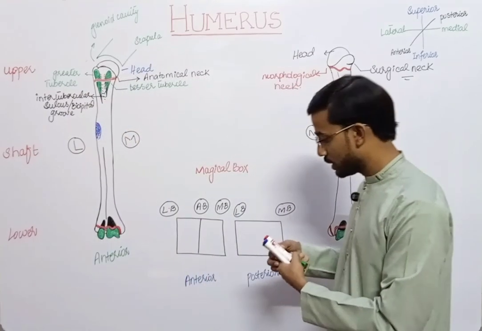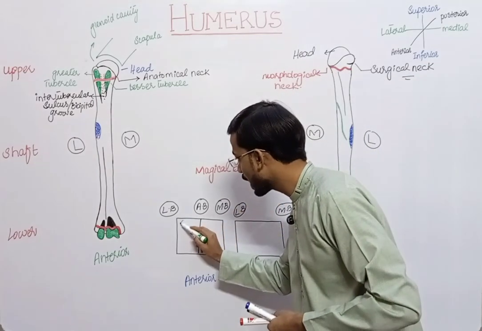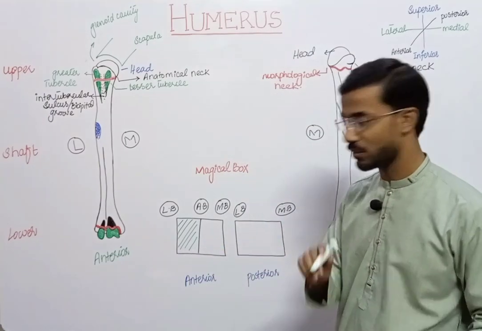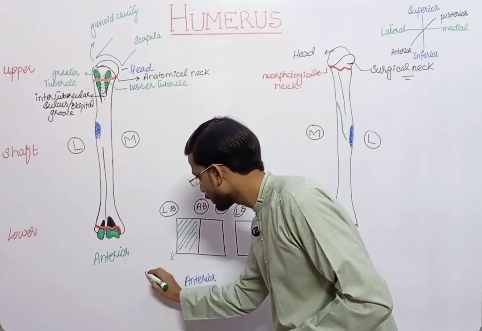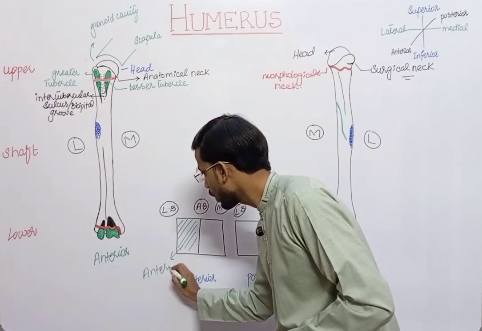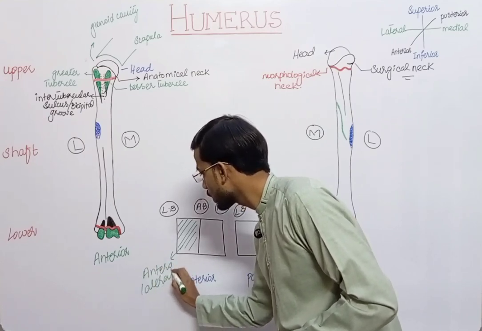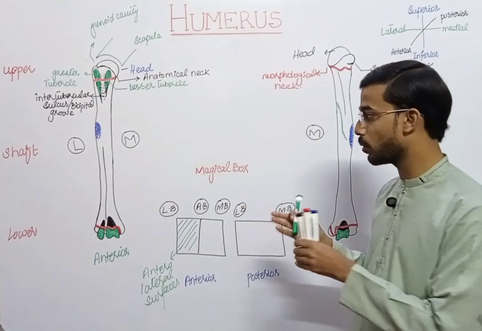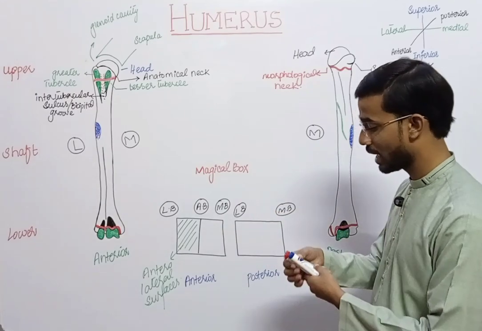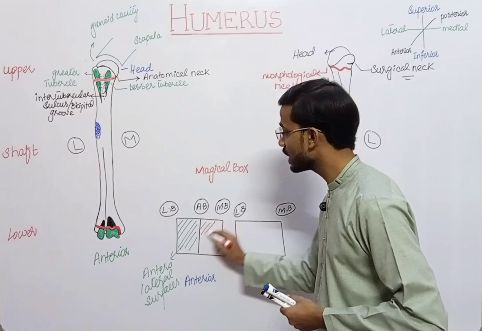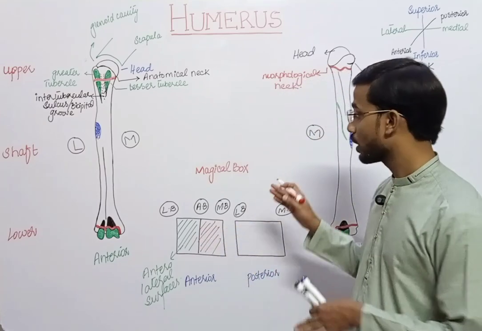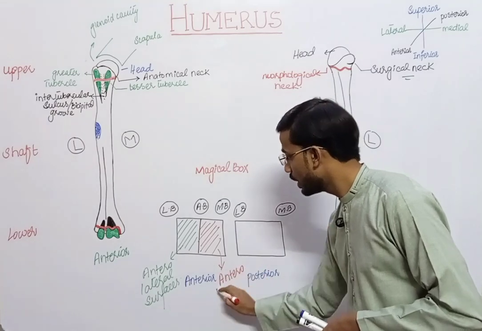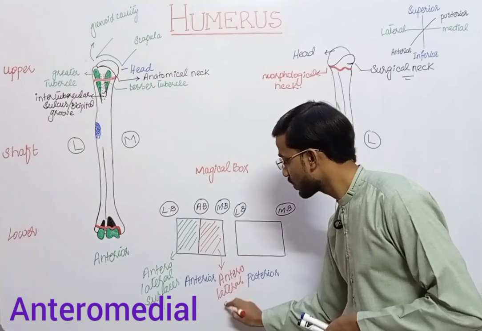So the surface which is present between the anterior and the lateral border is called the anterolateral surface. So this surface is actually the anterolateral surface, which is present between these two borders, anterior border and lateral border. And the surface which is present between the anterior border and the medial border is actually called the anteromedial surface.